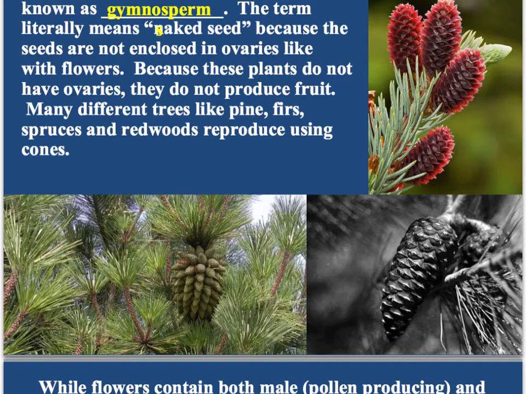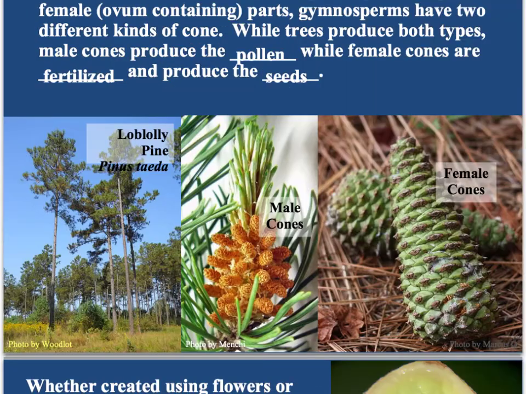Now, if your plant has cones, it means that it is a gymnosperm. Angiosperms have flowers, gymnosperms have cones. The term literally means naked seed because the seeds are not enclosed in ovaries, like with flowers. Because these plants do not have ovaries, they do not produce fruit. That's important to know. Many different trees like pines, firs, and spruces reproduce using cones.